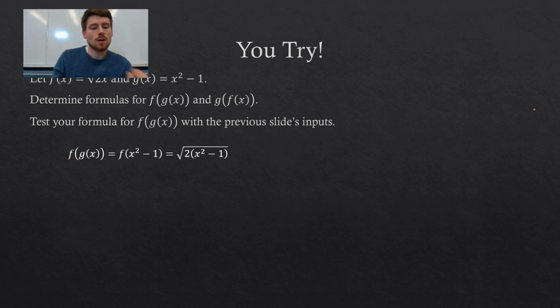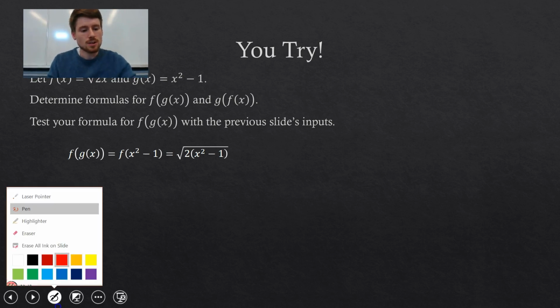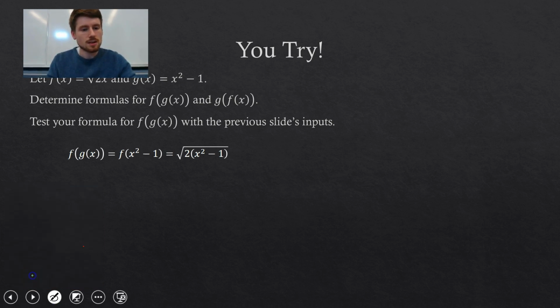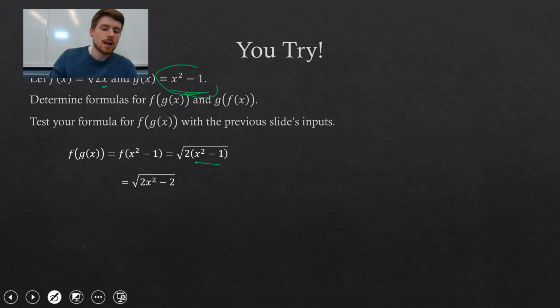All right, so the first one, f of g of x, that is plugging x squared minus 1 into the function f. And so wherever we see x, which is right there, we're going to replace it with x squared minus 1. So that's what we get, square root of 2 times x squared minus 1. And so that simplifies to root 2x squared minus 2.